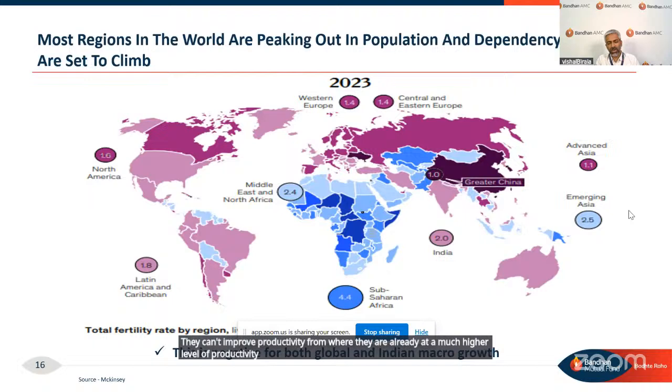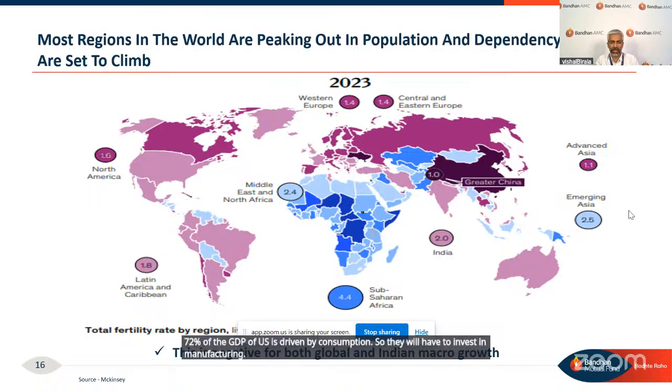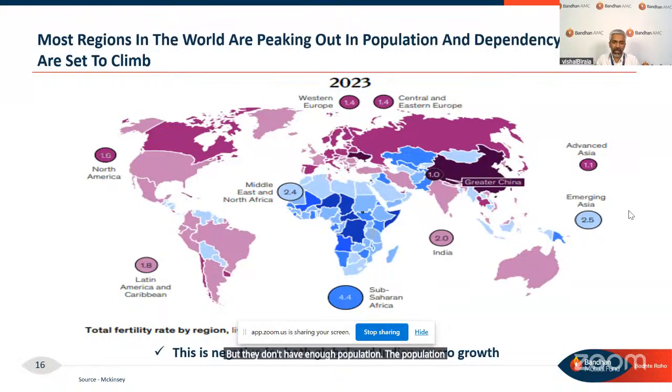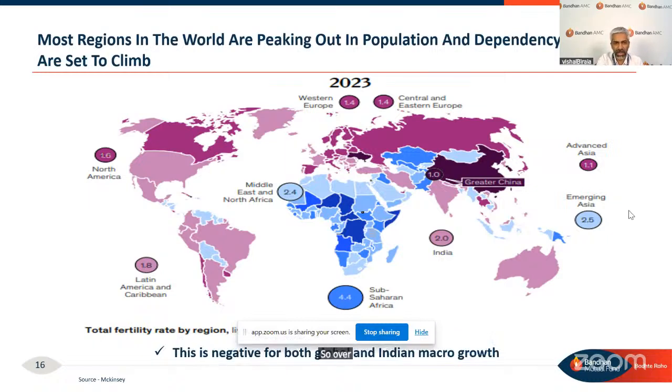And consumption is also very high. 75% of GDP in Europe is driven by consumption. 72% of the GDP of US is driven by consumption. So they will have to invest in manufacturing, they will have to invest in high tech services, but they don't have enough population. The population growth is happening in areas which are relatively underdeveloped. So over the next few years, the global GDP growth will slow down. Even if we didn't have any issues on tariff, we would have still seen a slowdown in GDP growth.